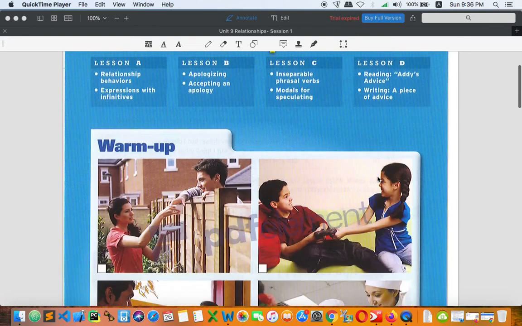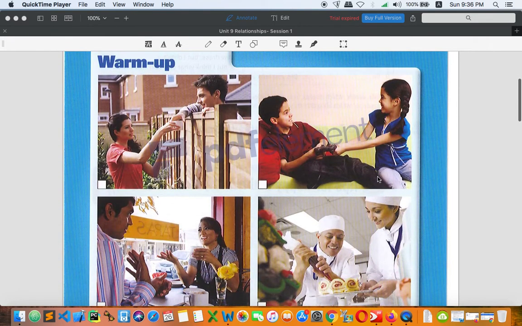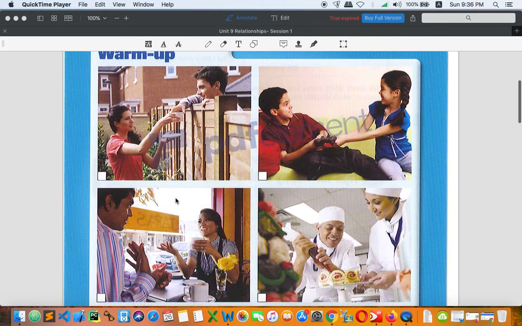So let's start with the warm-up a little bit. Okay. If you take a look at these 4 pictures, you probably can see that there are so many different kinds of relationships. All right. So look at the first picture between the two right here. It seems like they're sharing, right? This is a fence, and he is on one side and she's on the other side. All right, but it seems like they're sharing, and look at that. It seems like they are happy, talking, sharing.